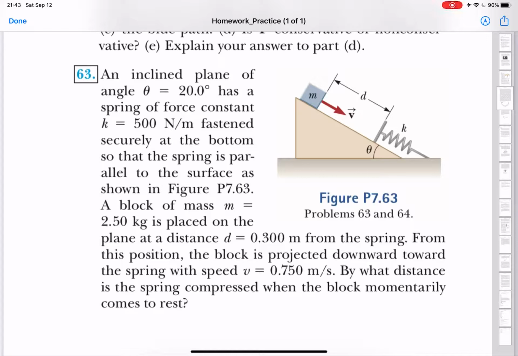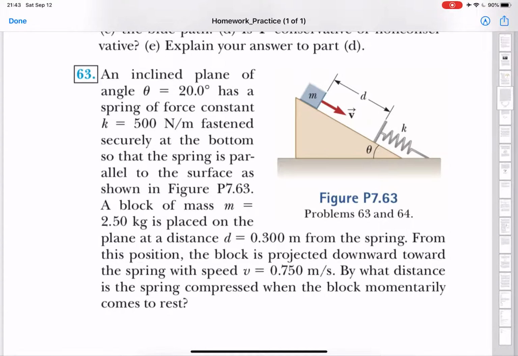Hello students, here we have problem number 63 from chapter 7. An inclined plane of angle theta is 20 degrees and has a spring of force constant K given as 500 Newton per meter fastened securely at the bottom, so that the spring is parallel to the surface as shown in the figure.